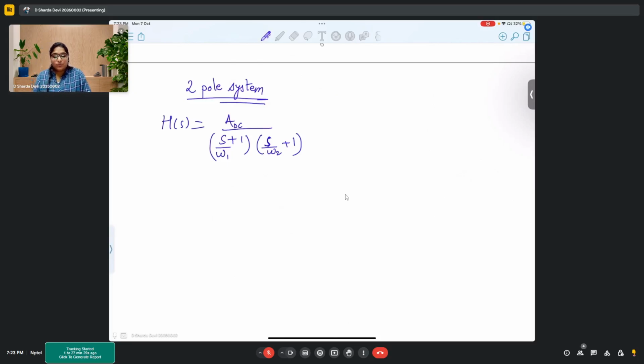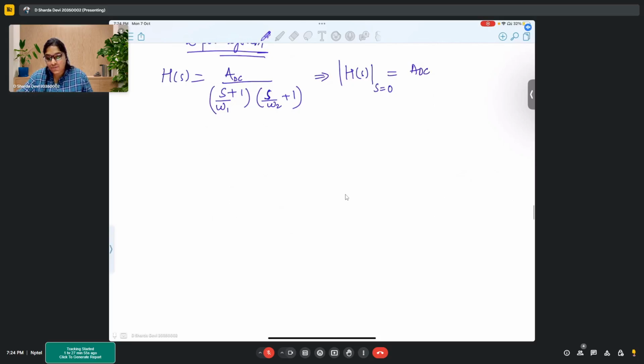So this is how the two-pole system is defined. Now, if we see the DC gain of the system, DC gain means the frequency is zero. Then the gain of the system is ADC. And this is how simply you represent your two-pole system.